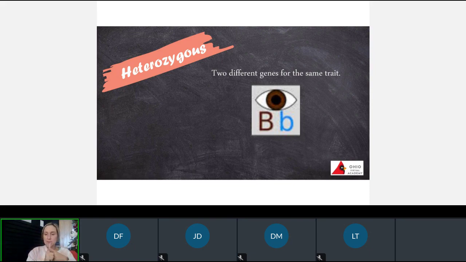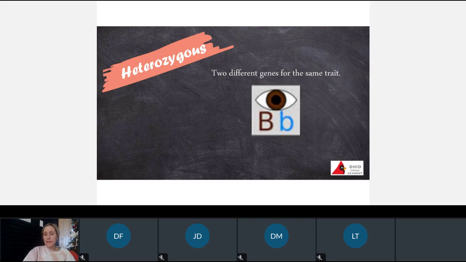Which allele would be expressed in a heterozygous genotype? Would the dominant allele be expressed as the phenotype, or would the recessive allele be expressed as the phenotype? Yeah, you're right. The dominant allele would be expressed. Anytime that poor recessive allele is standing next to the dominant allele, it's not going to show. It's not going to be an expressed trait.